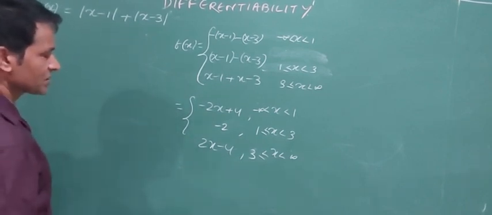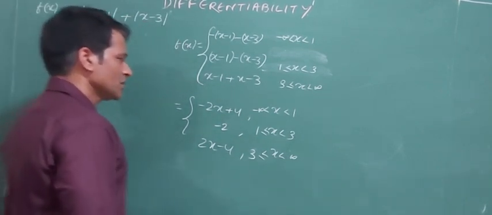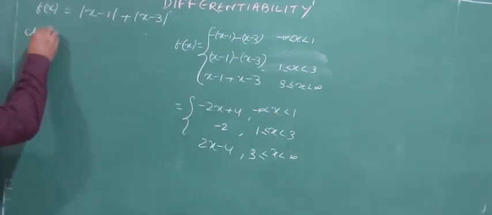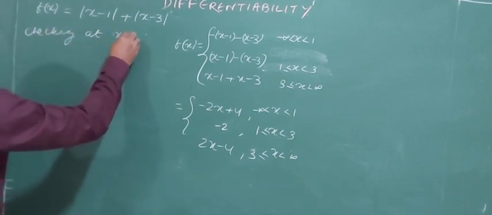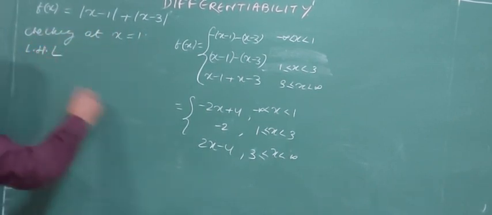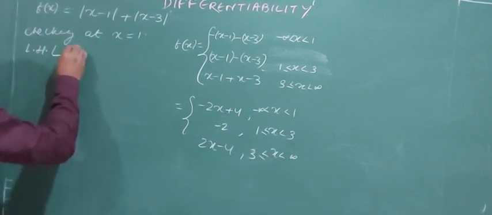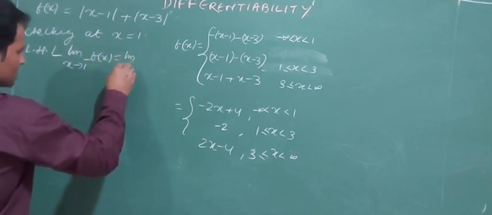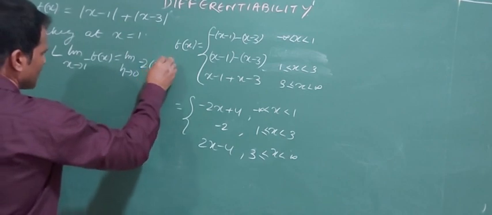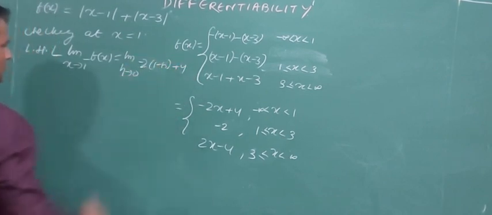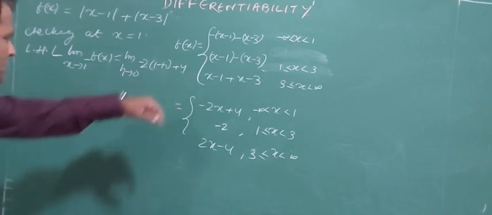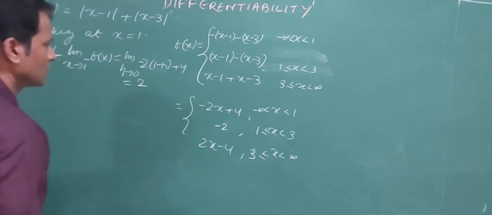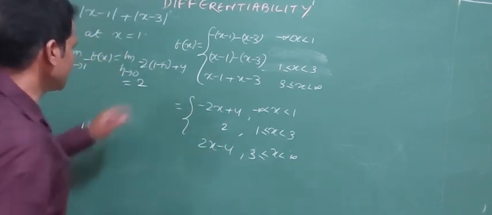Continuity first I will check, because I have to show that it is continuous but not differentiable. So what are the points? The points are 1 and 3. Checking at 1. LHS, single condition. Limit x tends to 1 minus f of x, limit h tends to 0, minus 2 into 1 minus h plus 4. h tends to 0. That gives you 2.